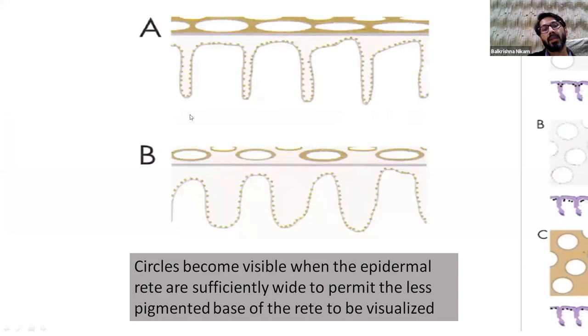Coming to the circles: when the rete ridges are slender, there will be a clear-cut reticular network. The circles are typically visible when the epidermal rete ridges are wide enough, permitting the less stacked keratinocytes or less pigmented base to be visible as a mesh. So then the edges of this thickened rete ridge, which are stacking keratinocytes or pigmentation, will produce, along with the papillary dermis, a circle. So thickening of the rete ridges will give the individual two rows of pigmentation, and that will make the circle. So it is typically seen in solar lentigo.